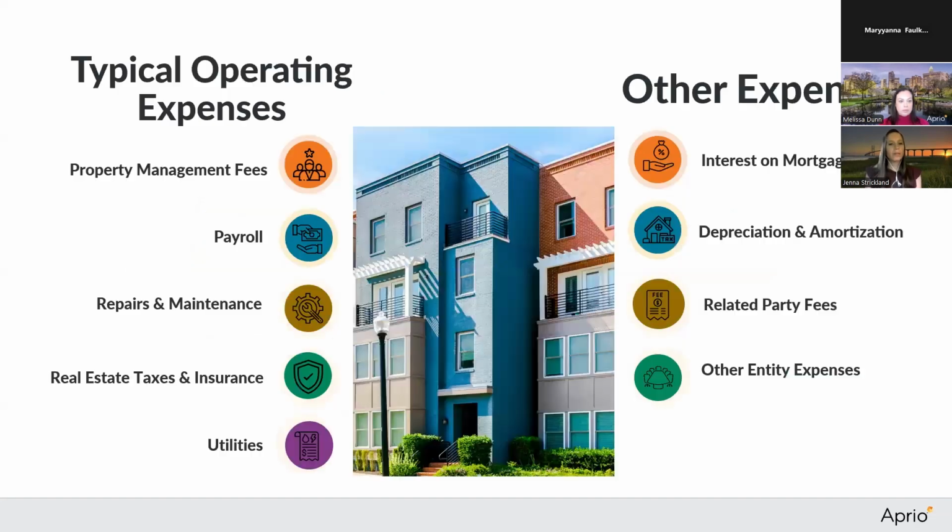And now we'll move on to our expenses. So our expenses are kind of divided into two areas. You're going to have your operating expenses, which is really the focus. This is what it takes to run the property. And are we able to pay all these expenses with our revenues? So you have your property management fees, your payroll, your repairs and maintenance, your real estate tax, your insurance, and your utilities. Those are probably the most common operating expenses.